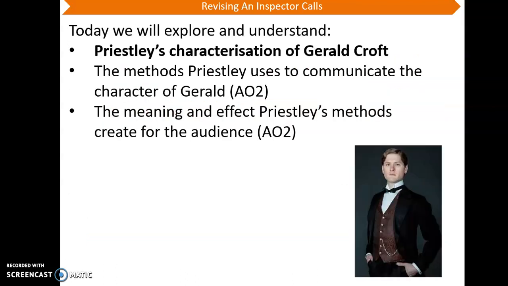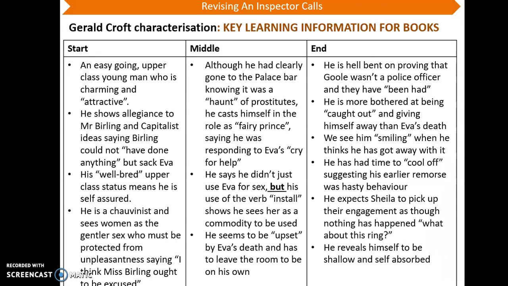So yesterday we started exploring the character of Gerald Croft. We were looking at Priestley's methods to communicate the character of Gerald and the effect and the meaning that those methods create for the audience. Today we're carrying on with that.